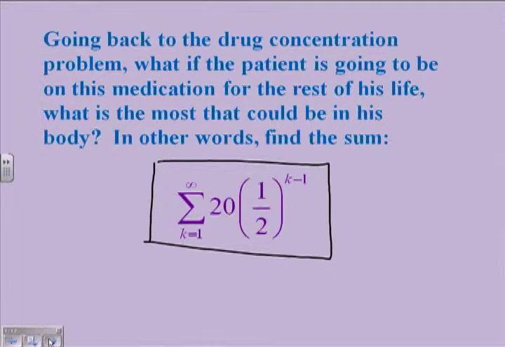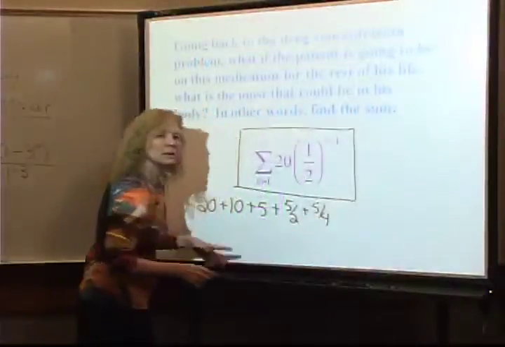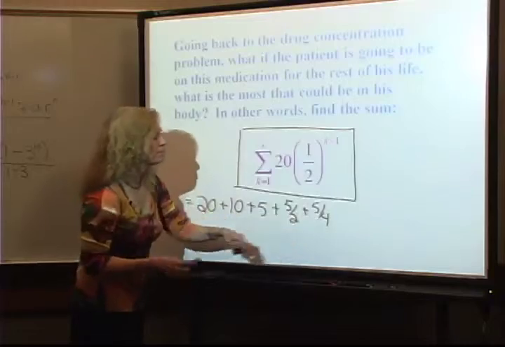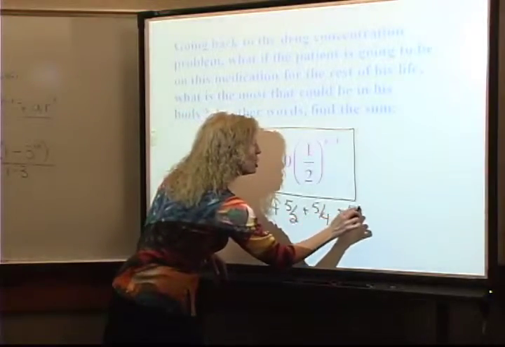If k is 1, we have 1 minus 1, which is 0. Anything to the 0 power, except 0, is 1. So my first term is 20. Okay? Now for my second term, put in a 2. 2 minus 1 is 1. 20 times a half is 10. Okay, and we did this before. We have plus 5 halves, plus 5 fourths. I wrote these in decimals before, but now I'm writing them in fractions.